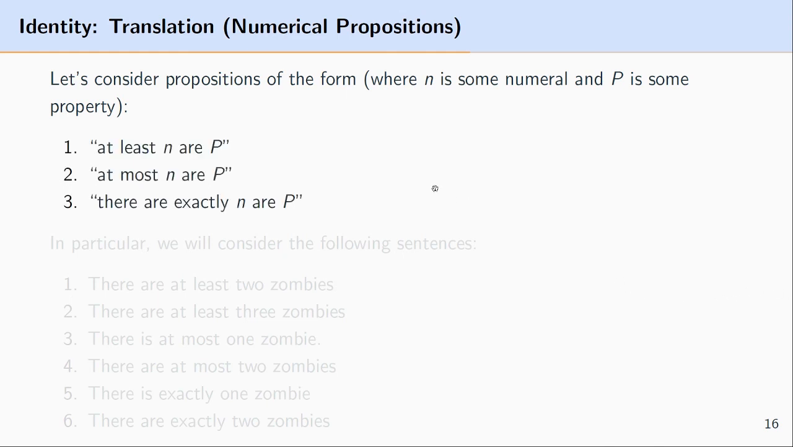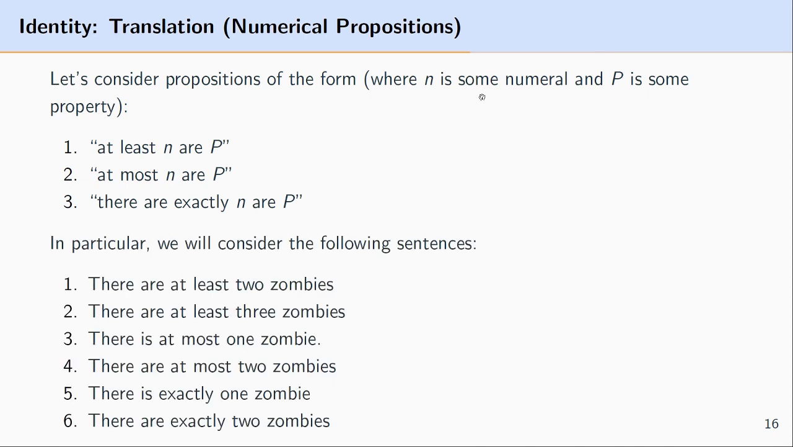These are at least n, that is at least a certain number of things have a particular property, so at least five things have a property. At most n, that is at most five things or four things or three things have a particular property. And then there are exactly three things or two things or one thing that have a particular property. And we'll look at some concrete examples.